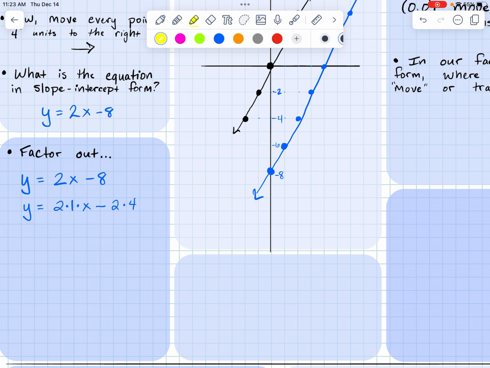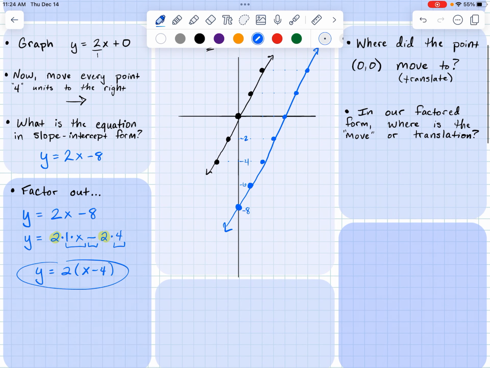What we notice here is we have a common factor, and our common factor for both of these is 2. And so what we are allowed to do is to factor out this common factor. So we're allowed to factor out this 2, and then we are left with a 1x minus 4. So 1x minus 4 is what is left for this factored out version of the slope-intercept form.